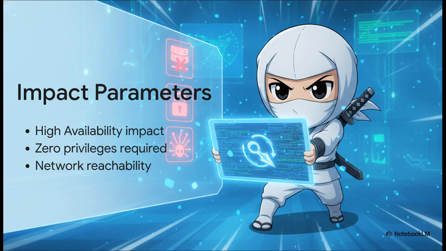So, the crucial takeaway regarding the impact parameters is this. While confidentiality and integrity aren't directly exposed right out of the gate, the availability impact is categorized as high. With zero privileges required and full remote network reachability, an attacker can easily trigger a denial of service through system termination. And to make matters worse, as SentinelOne research points out, that kernel memory corruption could potentially be chained with additional flaws to achieve an even broader, devastating impact.